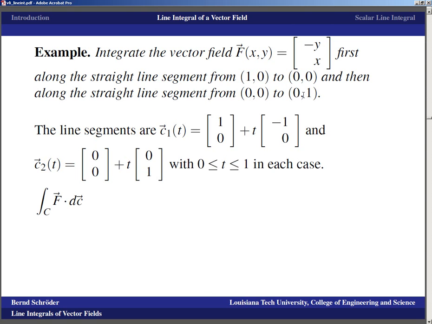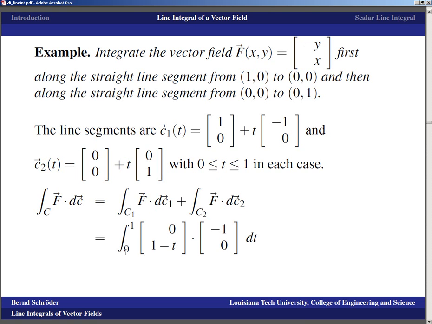to 0, 0, and then from 0, 0 to 0, 1, basically we would integrate first along the first path, and then we add to it the integral along the second path. And as we do that, we get the integral from 0 to 1 of the vector field with the first parameterization plugged in. In the first parameterization, y is 0, so the x component is 0. In the first path, the x component is 1 minus t, so the y component of the vector field is this 1 minus t here. The derivative is negative 1, 0.